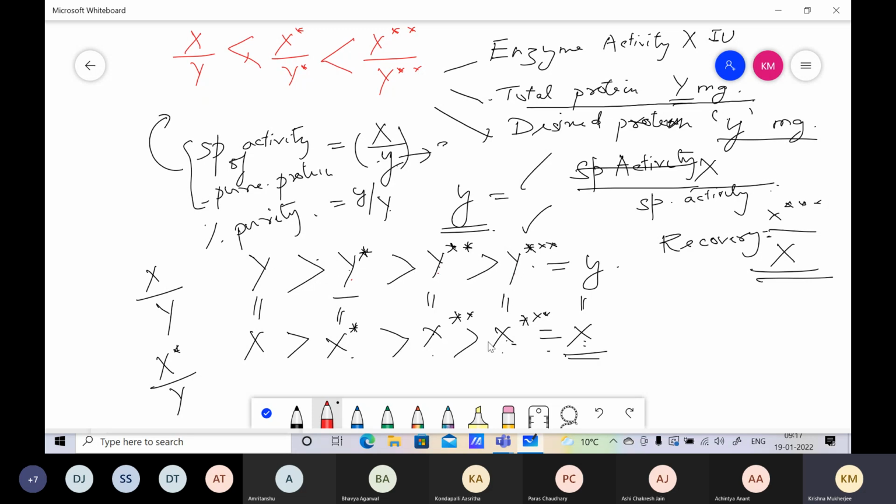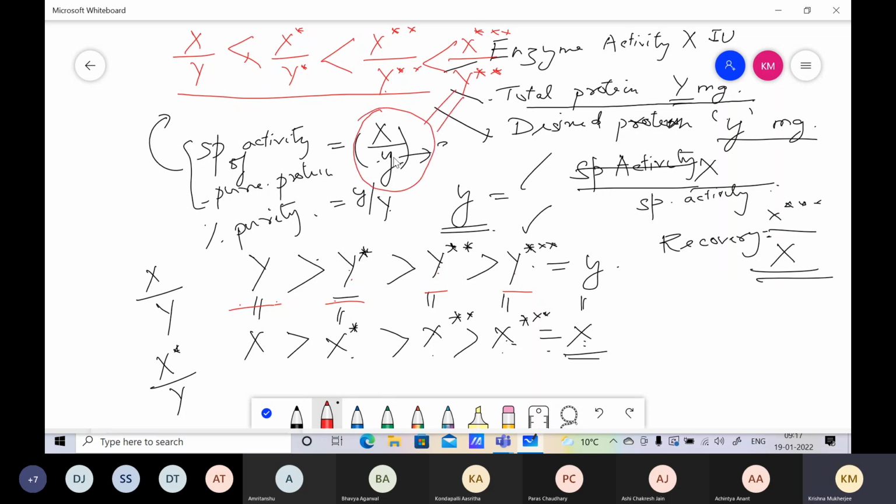Of course, there are recovery losses and this is lower. But if I were to divide these, then these are higher. To make more sense, x by y is less than x star by y star, is less than x double star by y double star, and so on and so forth. And so you can end up with pure protein, which would have an activity of x triple star by y triple star, which may well be, if you are very good at purifying, equal to the original x upon y.